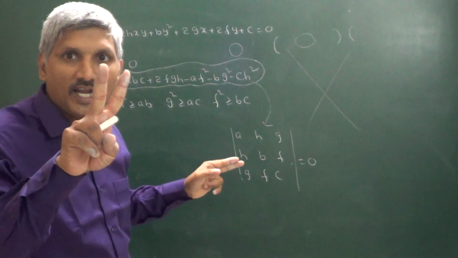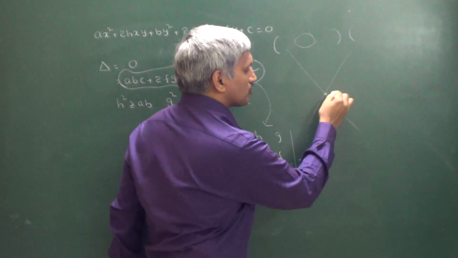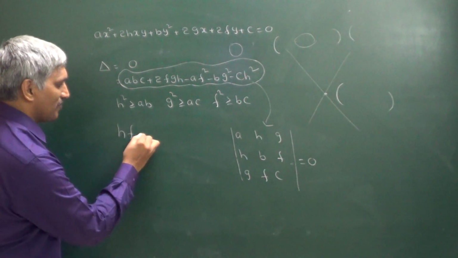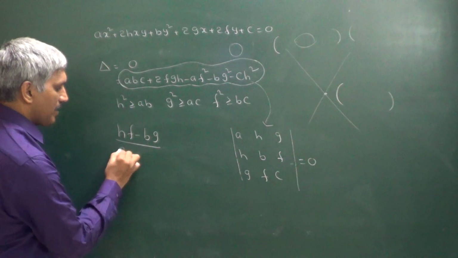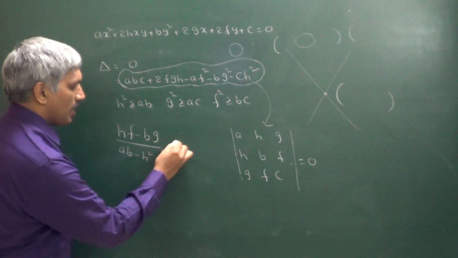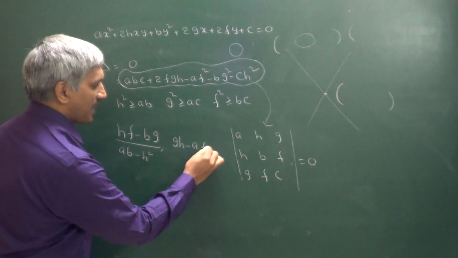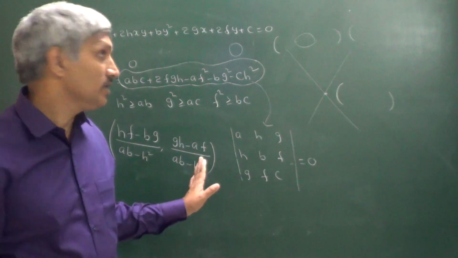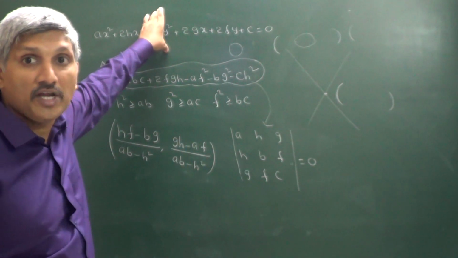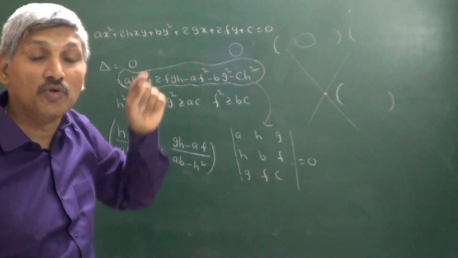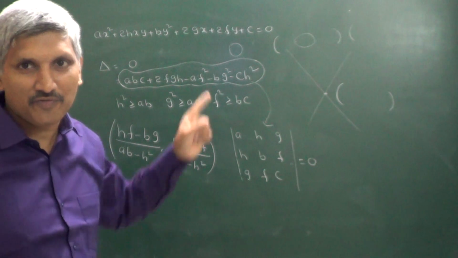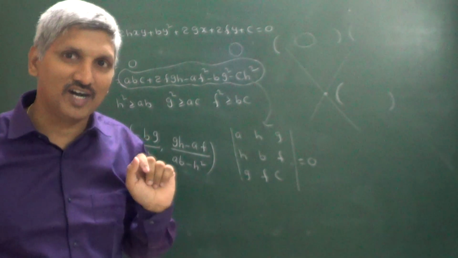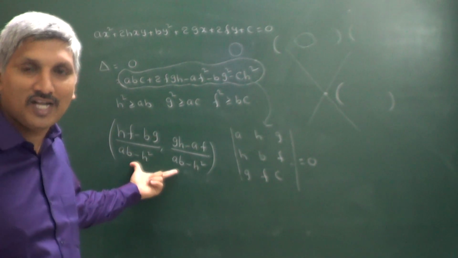These are the two straight lines, and they intersect at a particular point. That point is given by (hf minus bg divided by ab minus h square, gh minus af divided by ab minus h square). We can do this easily: shift the origin to the point alpha comma beta to remove the first degree terms in the equation. Then definitely you will get the alpha and beta values as this.